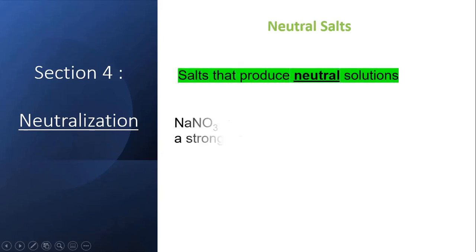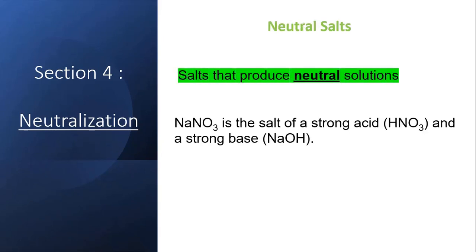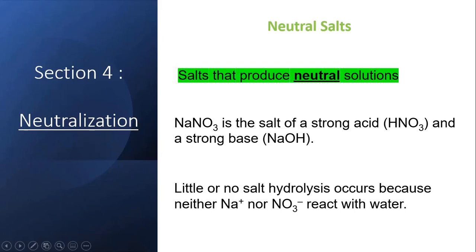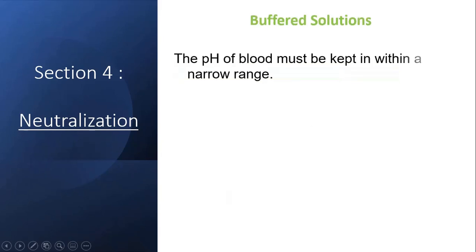Easy and simple. The last one, if you have NaNO3, sodium nitrate is the salt of a strong acid HNO3 and a strong base NaOH. If you have a strong acid and a strong base, you're going to have a neutral solution. Example, NaCl. It came from NaOH and HCl. So little or no salt hydrolysis occurs because neither Na positive nor NO3 negative reacts with water.